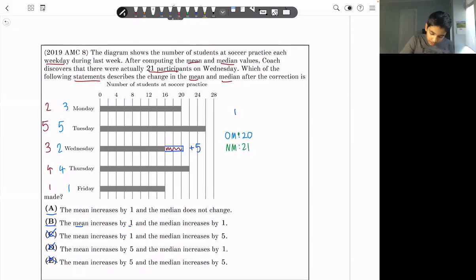So the increase is 1. We have a plus 1 increase to the median and a plus 1 increase to the mean. So our answer is B. Any questions?